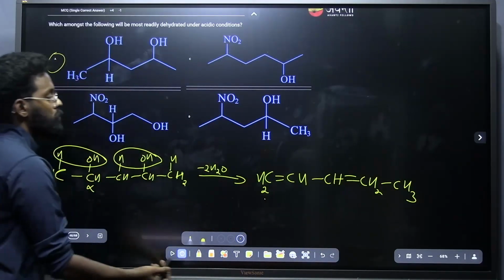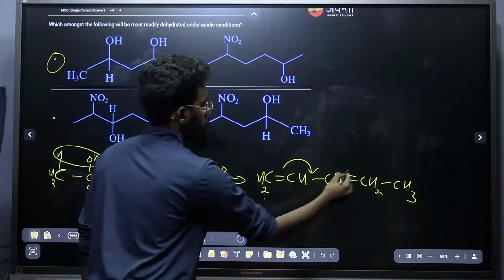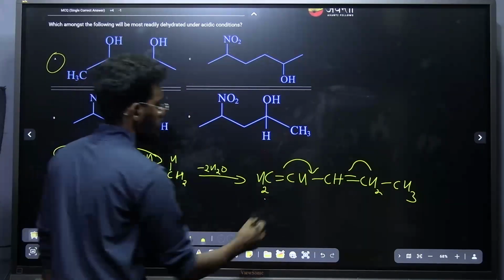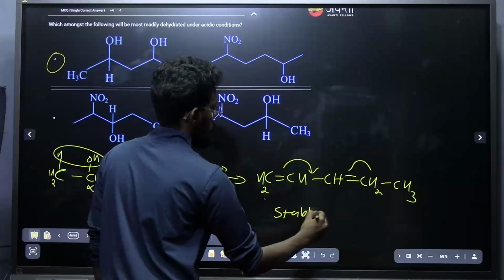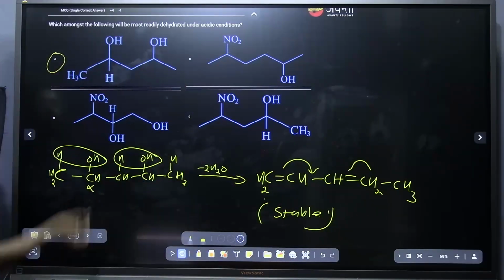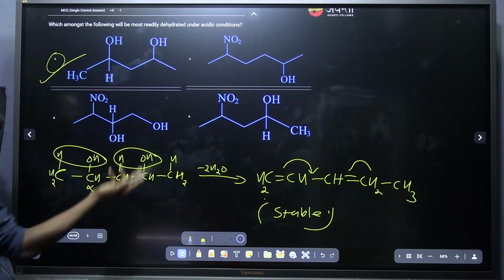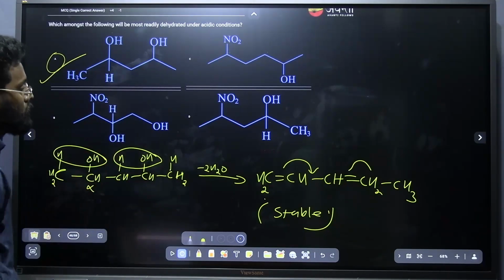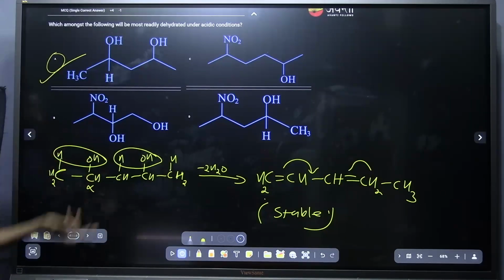Here you got an alkene which is involved in the conjugation, which will be making it more stable. That is why this one will easily undergo dehydration. Now the remaining thing, if you observe, there is no stable product that will be obtained here because there is only one double bond. Got it?